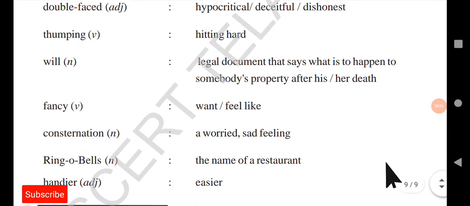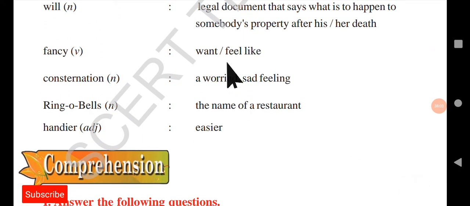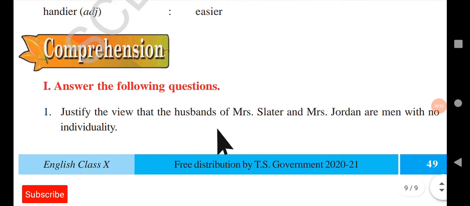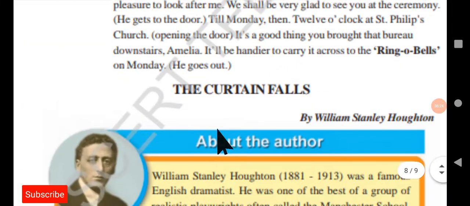Next, fancy, want or feel like. Consternation, a worried, sad feeling. Ringo Bells, the name of the restaurant. Next, handier, easier.